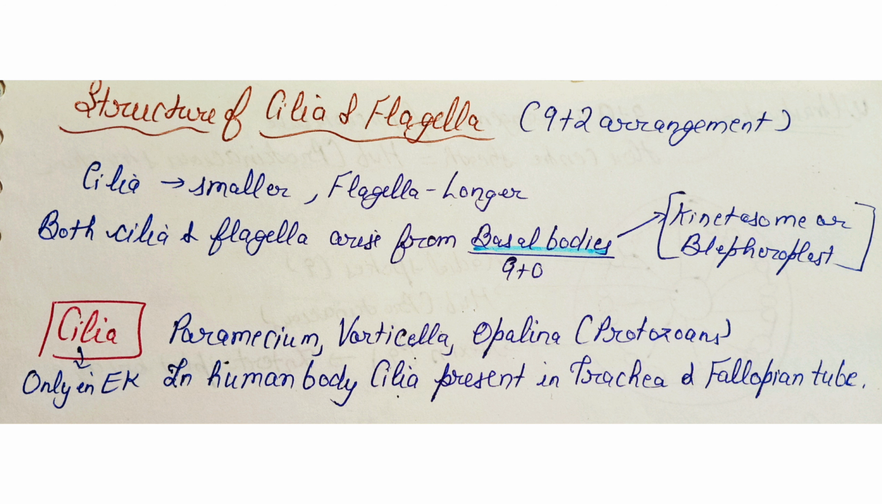The cilia is a feature of only eukaryotic cells. So the cilia is the hair-like extension of the plasma membrane that helps in the movement of the structures. It is seen in the paramecium, Vorticella and Opalina. In human body, the cilia is present in the trachea and the fallopian tube.